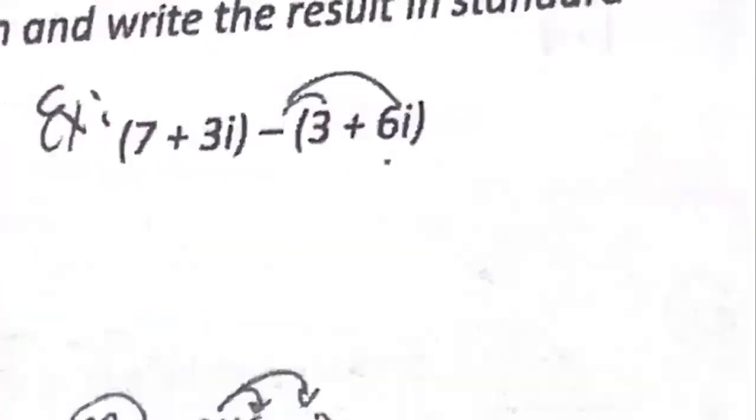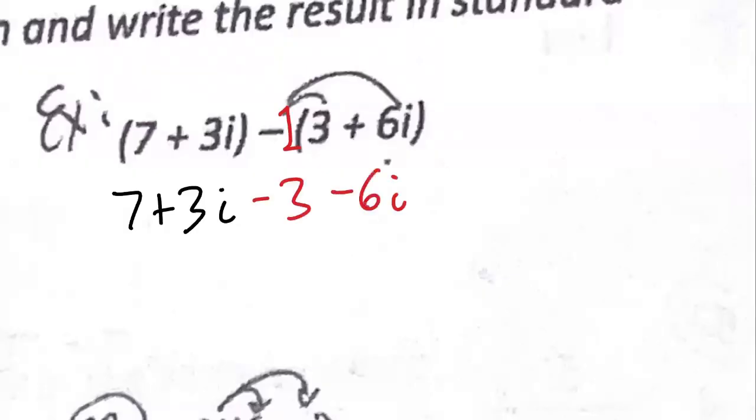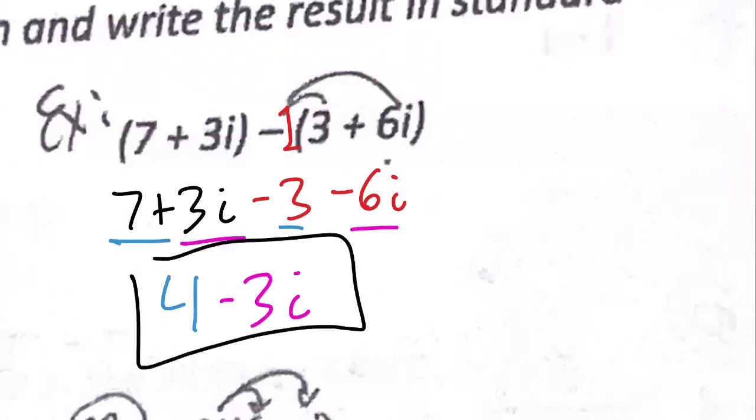For the next problem, you have a negative, so you have to distribute the -1. So 7 plus 3i, -3 minus 6i. And then just combine like terms. So you get +4, -3i. Pretty easy, not too bad.